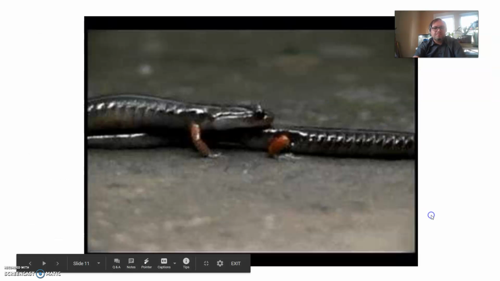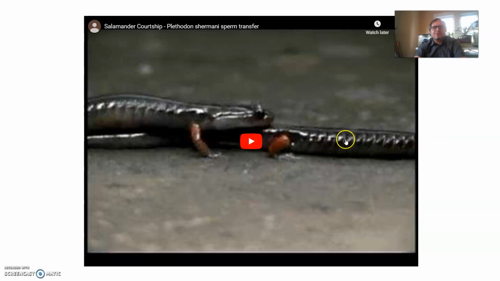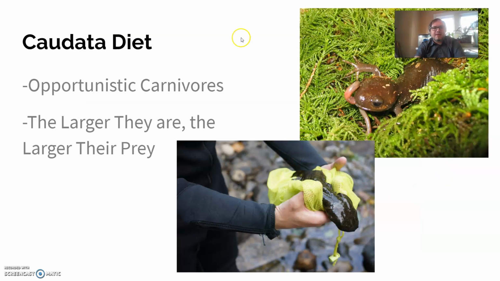The eggs are fertilized as they pass through the cloaca, and they're left in clumps or strings inside of the water to develop. So that video shows you the mating process between two salamanders. The male deposits the sperm packet, and the female, who's actually behind him, will pick it up. If you watch that clip, that'll show you what that looks like.